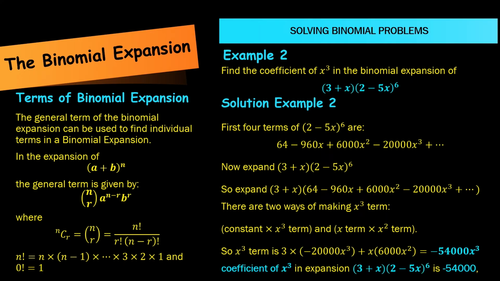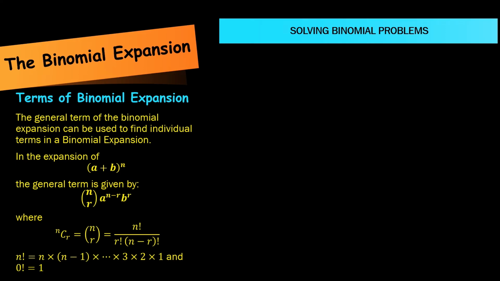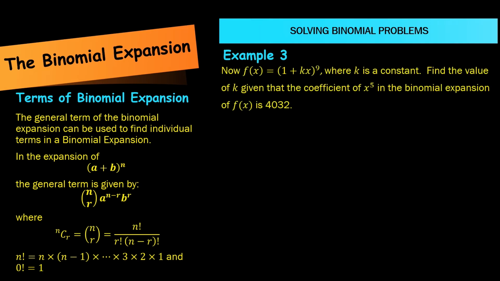As shown. We will now have a go at another example. Now f of x equals 1 plus kx all raised to the power 9, where k is a constant. Find the value of k given that the coefficient of x to the 5 in the binomial expansion of f of x is 4032. Pause the video and have a go. Press play when you're ready to view the solution.